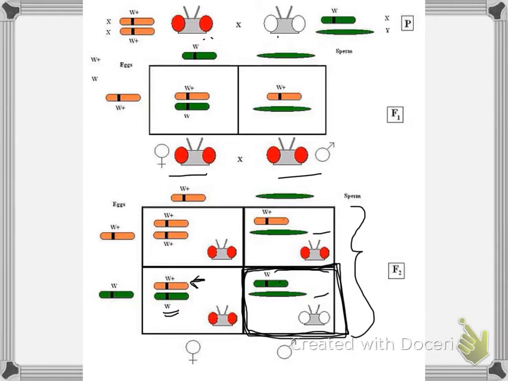So, Morgan's findings support the chromosomal theory of inheritance. And remember, chromosomal theory of inheritance is that specific genes are carried on specific chromosomes. All right.